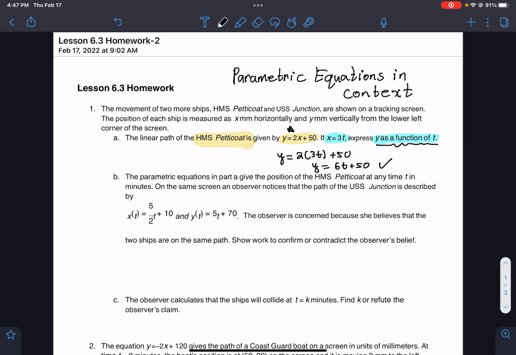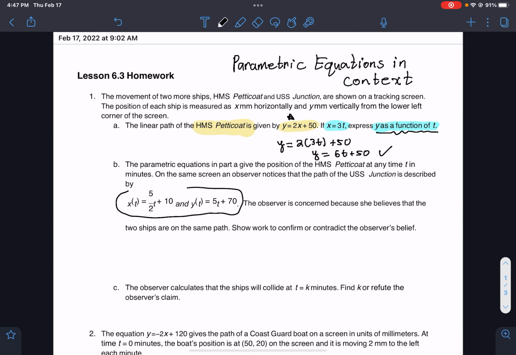So next, we're given the parametric equations of HMS. But then there's a new boat called Junction, all right? So for our new boat, there's two boats in the situation. HMS, we got everything that we needed from question A in the problem. And now these two new equations, which are both parametric, describe the USS Junction. So we're wondering if these two different boats are ever going to go on the same path.